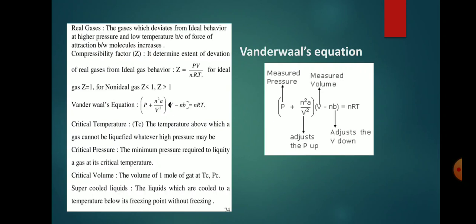Supercooled liquids, the liquids which are cooled to a temperature below its freezing point without freezing. Van der Waals equation, P plus n square A by V square into V minus nB is equal to nRT, where P denotes measured pressure, n square A by V square denotes adjust the P up, V denotes measured volume, and B adjusts the volume down.